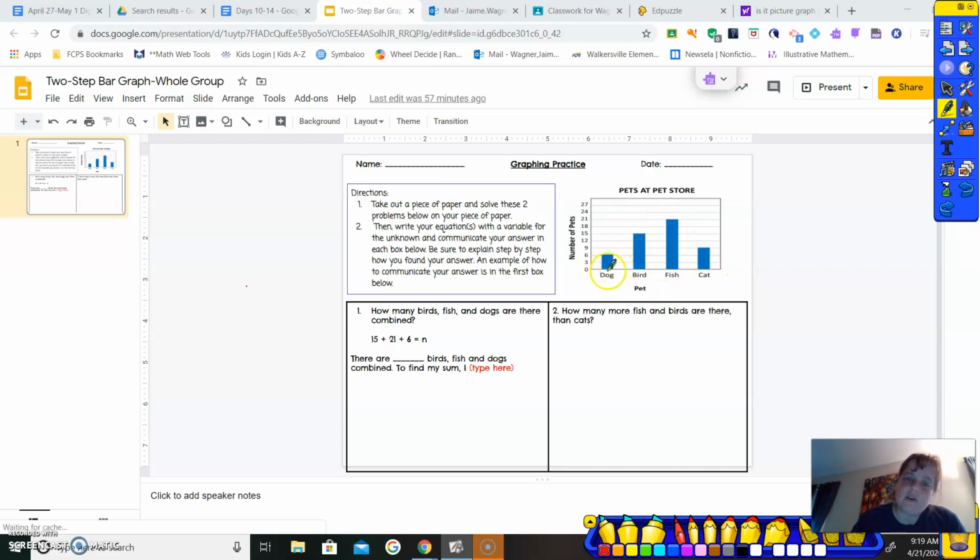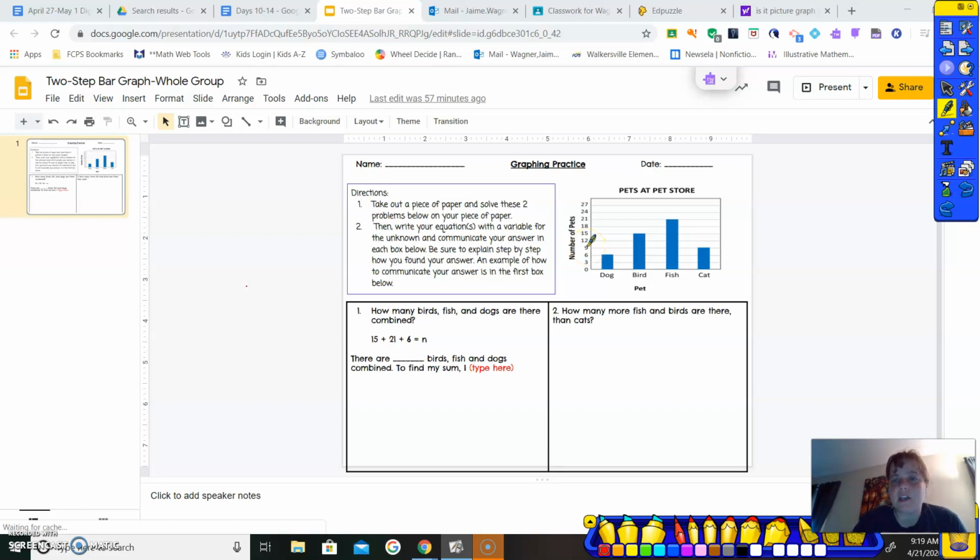So looking at this graph, I can see that there are 6 dogs at the pet store. There are 15 birds at the pet store. There are 21 fish at the pet store. And again, I'm just going over as I'm saying this. So for cats, there are 9 cats at the pet store.